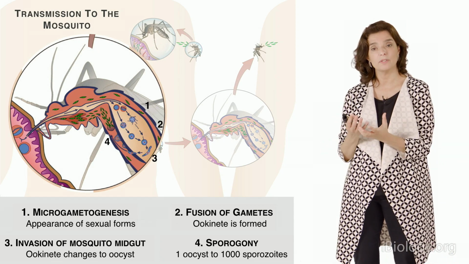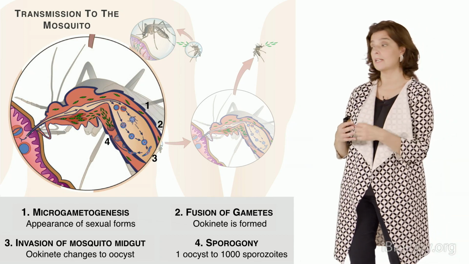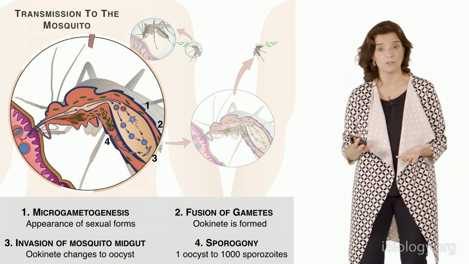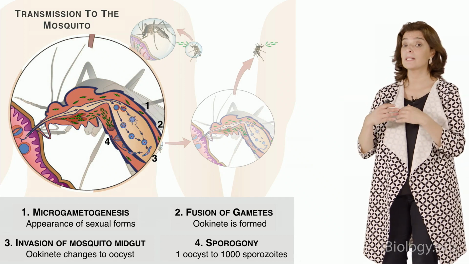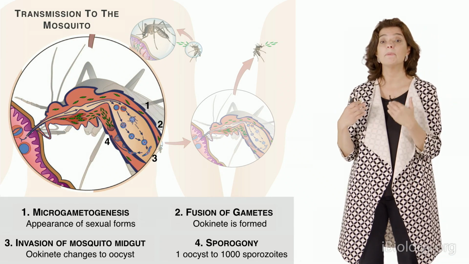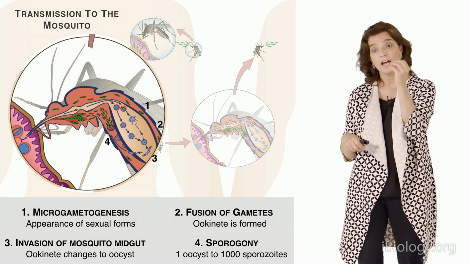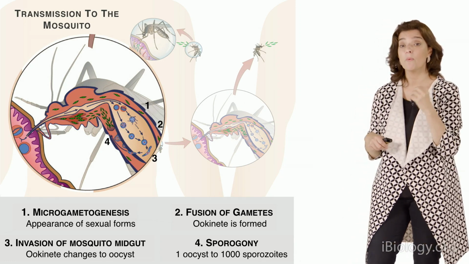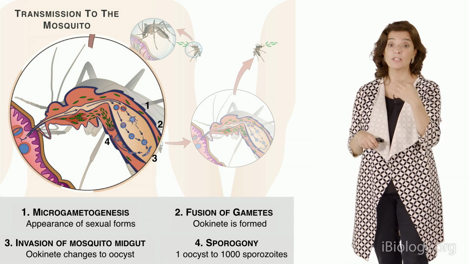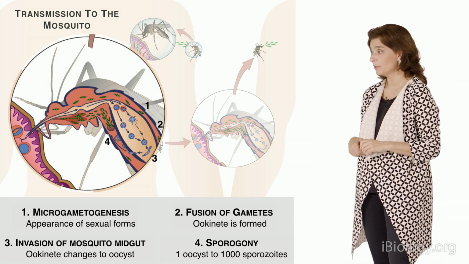There they form an oocyst, a cyst, and for a few days one parasite will give rise to 1,000 sporozoites. This oocyst after 2 days bursts. These parasites are in the hemocoel, but they invade the salivary glands, again a quiescent form of the parasite, waiting in the salivary glands for this mosquito to take a blood meal and be transmitted to a new human host.